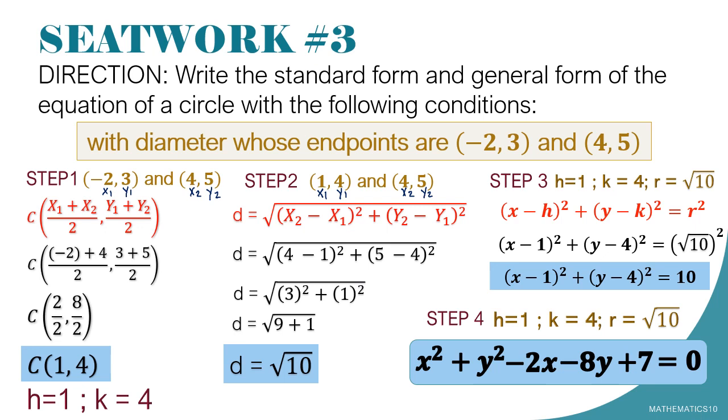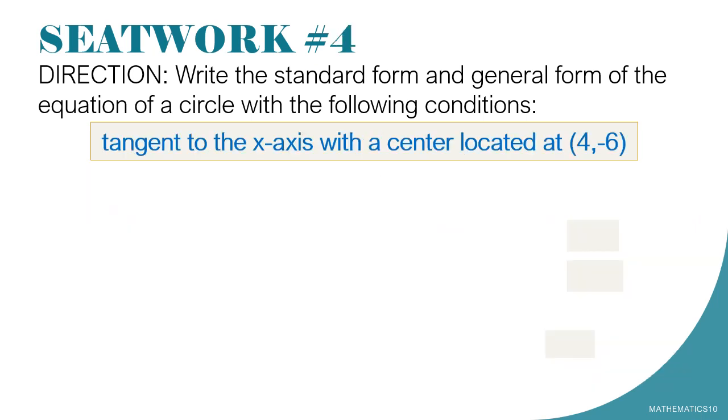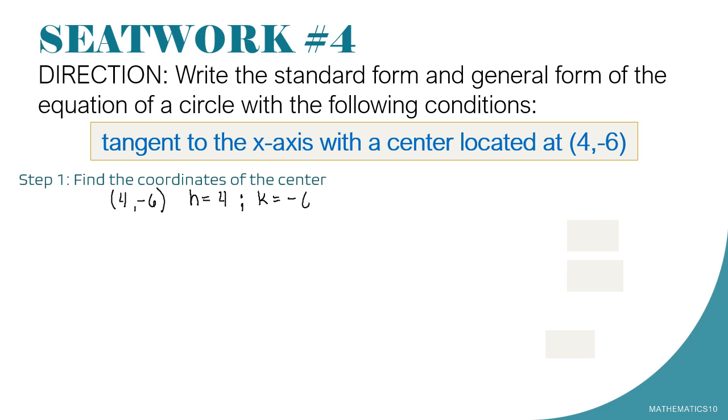Okay, so last one, we have tangent to x-axis with center located at 4, -6. So let's start with our first step. The coordinates of the center is already given. So we have 4, -6. And of course, our h is 4, and for our k, we do have -6. Now, for our step number 2, find the length of its radius.